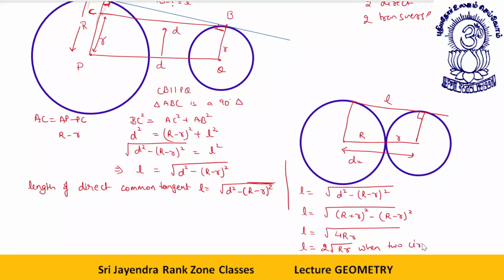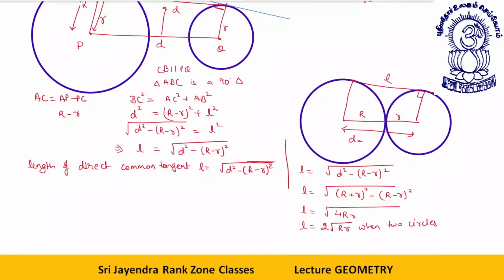When two circles touch each other externally, my dear students, this you have got, I'm sure. So this is the length of direct common tangent, one formula. This is used mostly, and when the two circles touch each other, then the answer becomes like this, 2 root Rr. Now let me start with questions.